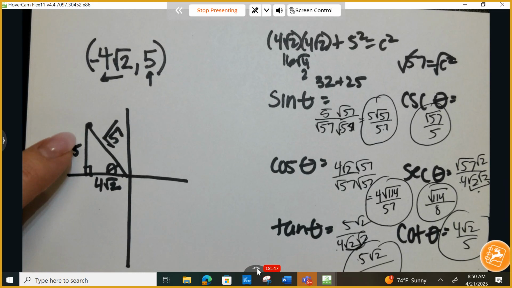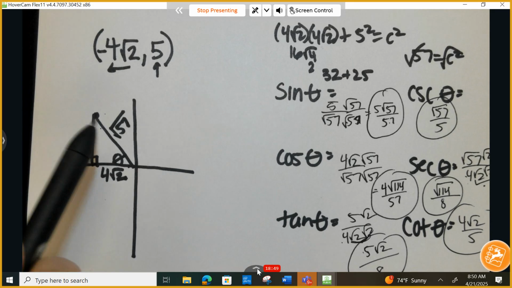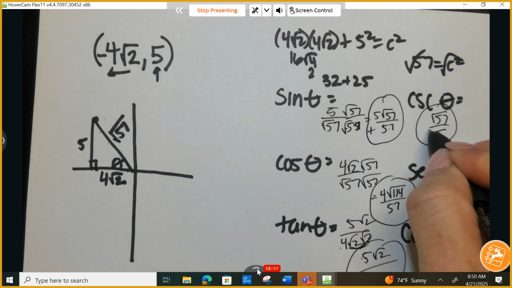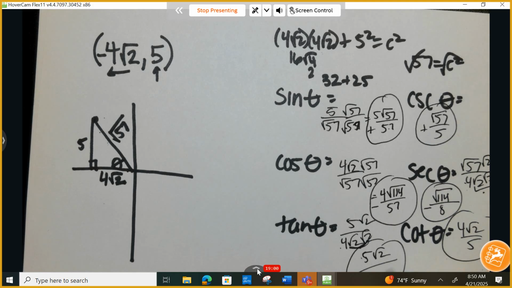Now, are you ready? I'm going to call on somebody. Let's go right here. Jimena, what do you know about the points that are in quadrant 2? Sine is positive, and its reciprocal. Everything else has one negative inside.